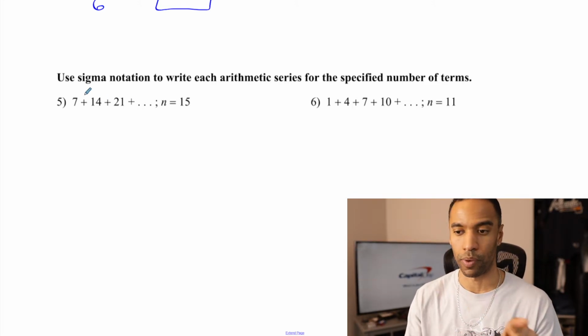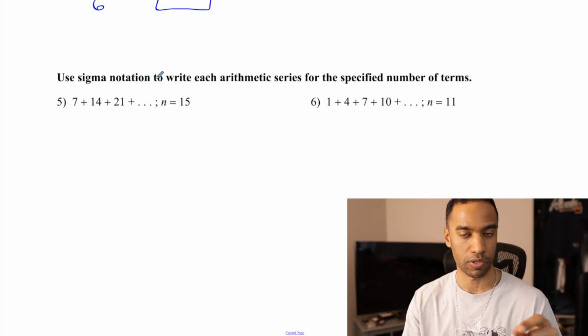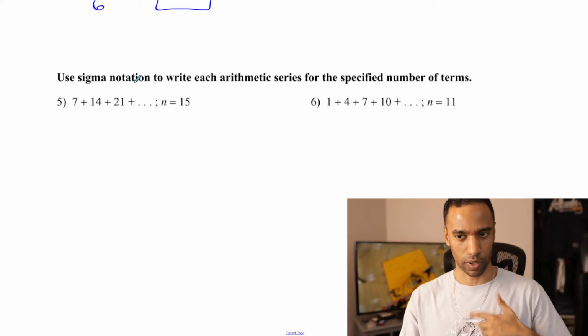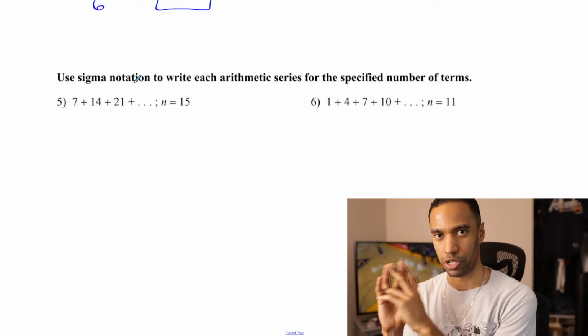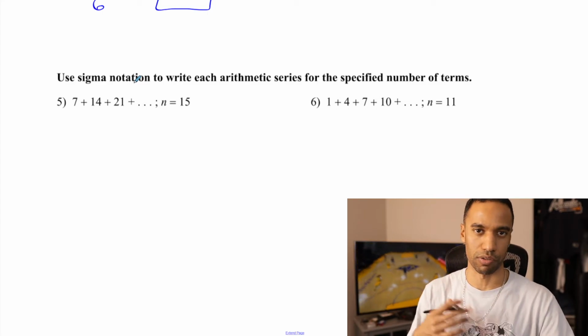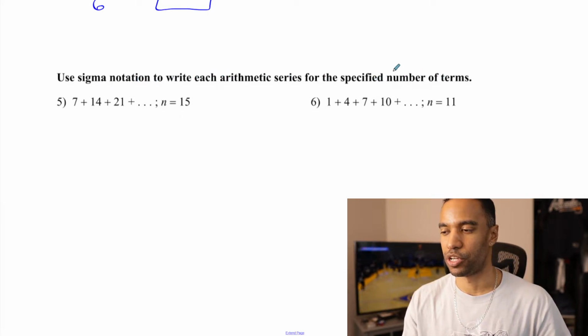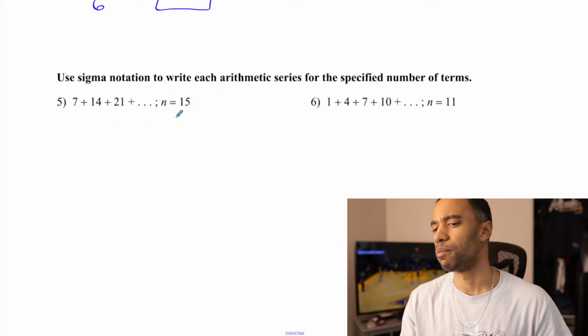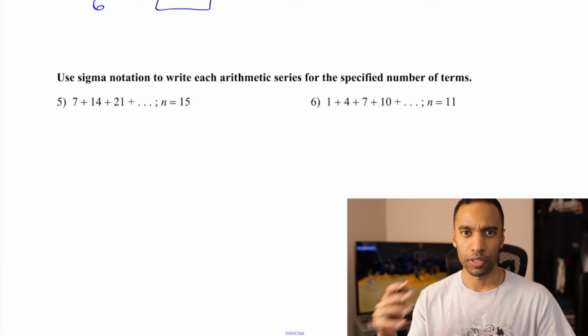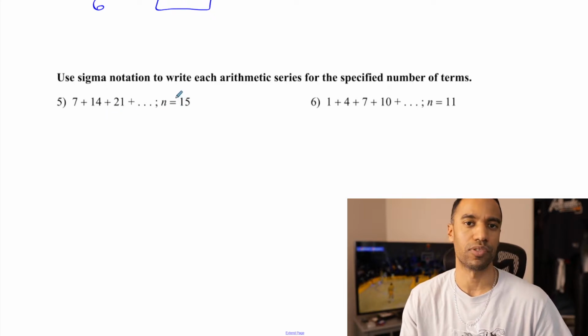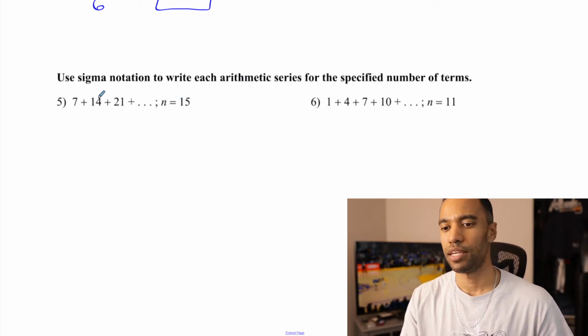By the way, we're not evaluating this series. We're using something called sigma notation. And on the back of this page, we're going to use what is already in sigma notation to evaluate a series, to which I'm going to show you some formula stuff. But for sigma notation, write each arithmetic series for the specified number of terms. This is something where I'd want to get a little deeper into a formula. And what if it's 100 terms? What if 1,000 terms? They can get huge.